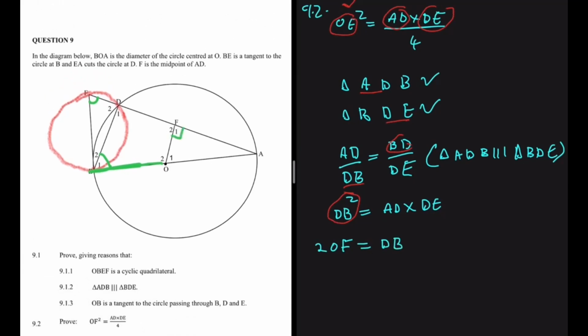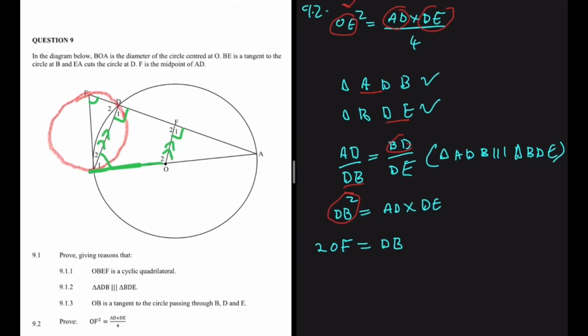But then also D1 is 90, because it's been subtended by the diameter, right? So if F1 is 90 and D1 is 90, then we know that OF should be parallel to DB, right? OF is parallel to DB.